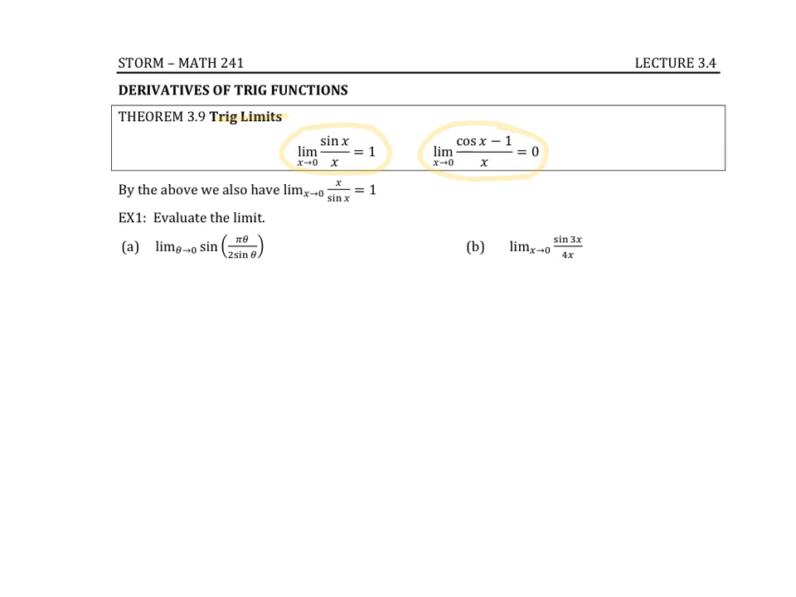So from this first limit, we also get that the limit as x goes to 0 of x over sine x is also equal to 1. So we're going to use these limits to evaluate other limits.